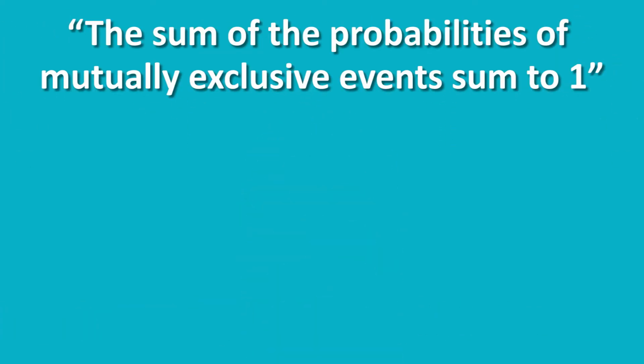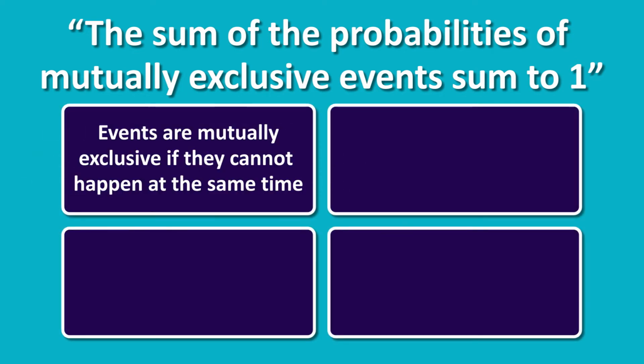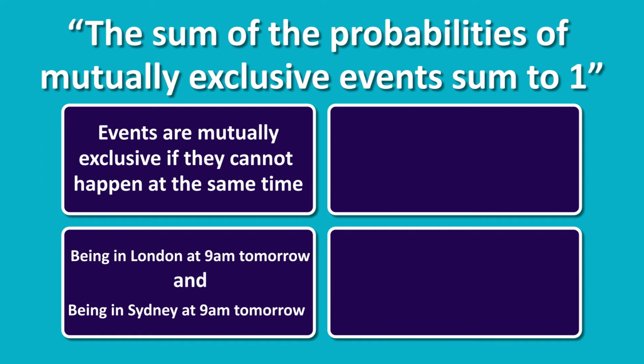Let's start by defining what we mean by mutually exclusive. Events are mutually exclusive if they cannot happen at the same time. For example, as there's only one of me, I cannot physically be in both London and Sydney at the same time tomorrow morning. Therefore, these events are mutually exclusive.